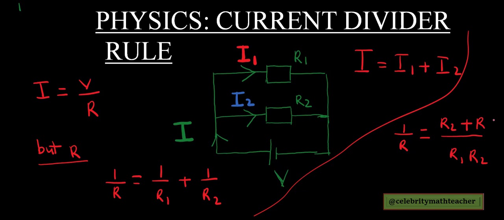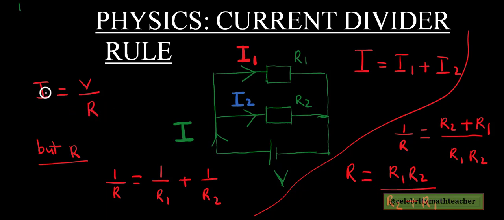So to make R subject of formula, we can reciprocate both sides. If you reciprocate this, it becomes R over 1, which is R. If you reciprocate the right hand side, it becomes R1 R2 over R2 plus R1. So this is the formula for the overall resistance in this circuit. Now we can put that R here.